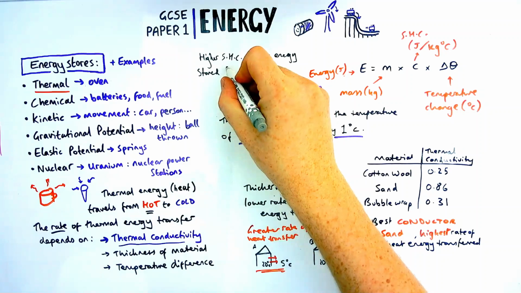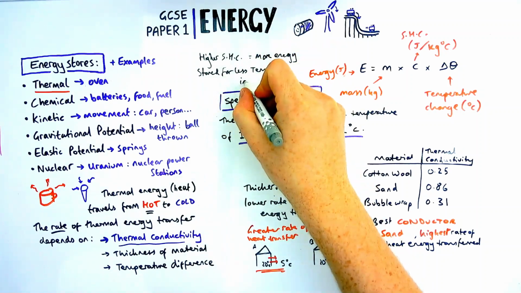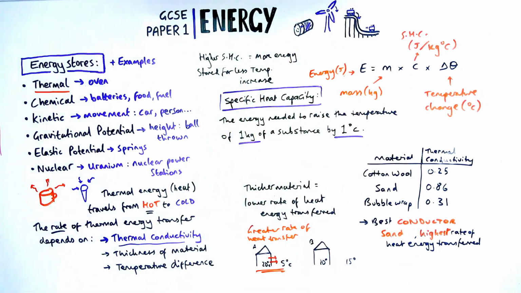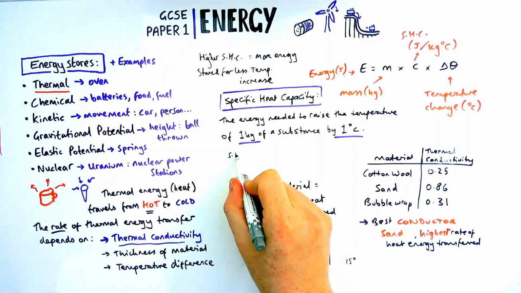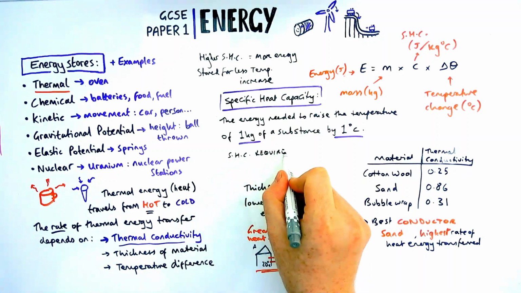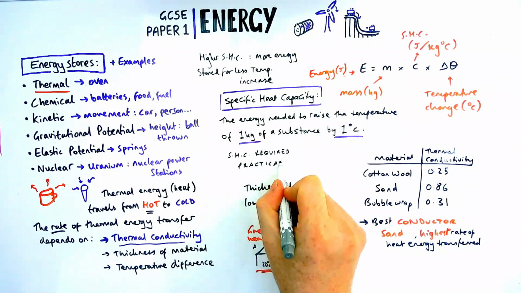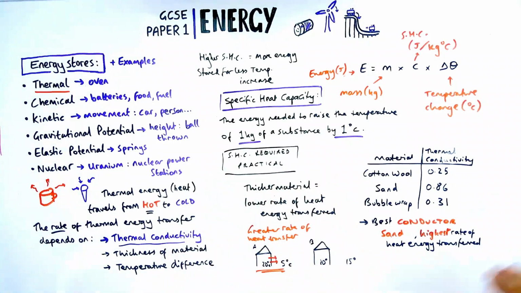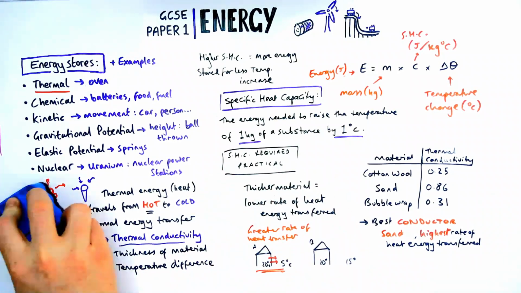If it's not increasing much in temperature, even though you're putting the same energy in as something else, it means it's got a higher specific heat capacity. There is a required practical to do with this as well as the insulation topic. Again, I'll just link at the top of the video so you can see in detail how to do that.